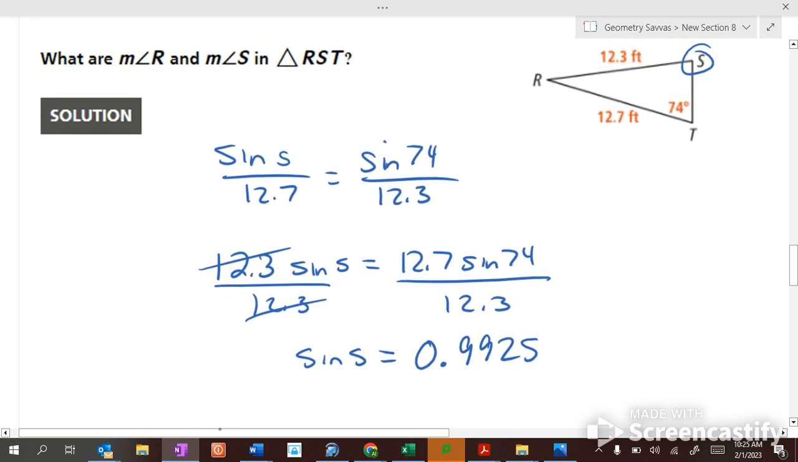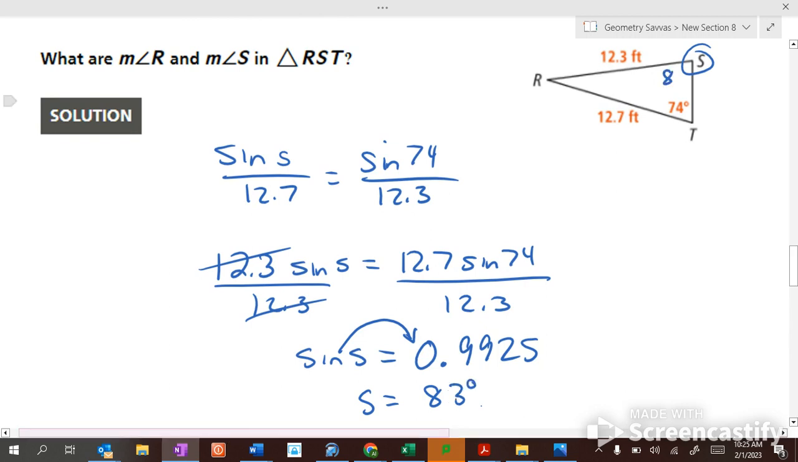Now, that's what the sine of S is, not what S is. So we need to find S, so we need to move the sine to the other side. When we move the sine to the other side, what do we push? Second sine, 0.9925. What does S equal? So basically, to the nearest degree, 83 degrees.